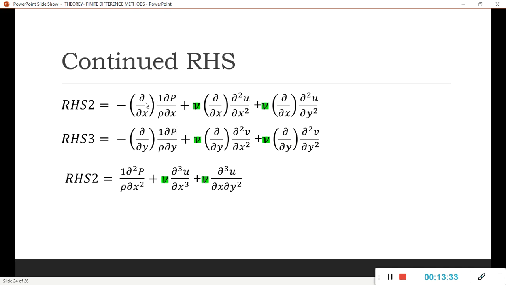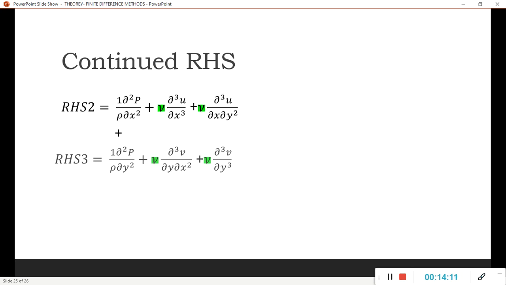So upon taking the divergence, for example, in the right hand side 2 for the second equation, this changes to a dou squared p by dou x squared term, and this changes to dou cube because it's already squared terms, and when you multiply it becomes dou cube u by dou x cubed plus dou cube u by dou x dou y squared. So the derivation is really simple here for the right hand side. Similarly, for the right hand side 3, we can do the same thing.